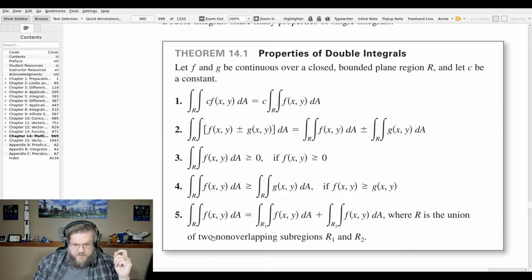Then, finally, we can split up a double integral as long as we can take non-overlapping subregions R1 and R2.